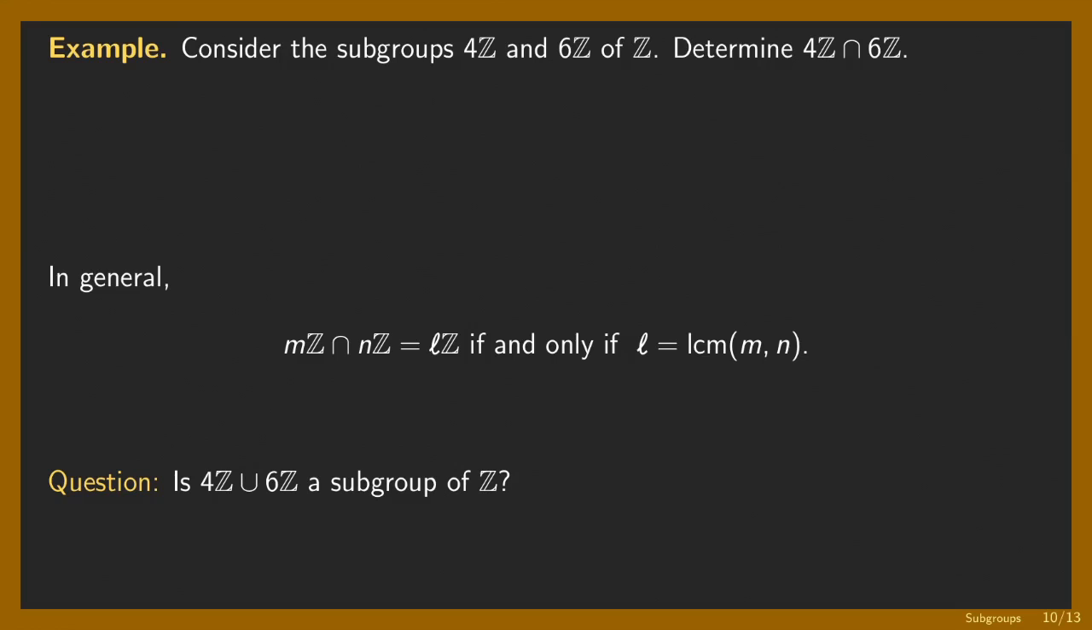The answer is that L is the LCM of M and N. That's why yung intersection ng 4Z at 6Z ay 12Z because ang LCM ng 4 at 6 ay 12. As you can see, yung ginagawa natin kanina is yung ginagawa natin when we try to calculate for LCM. Okay?